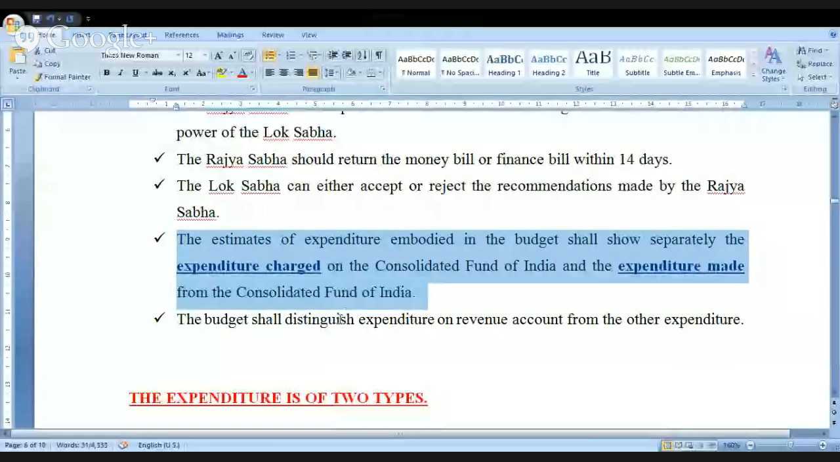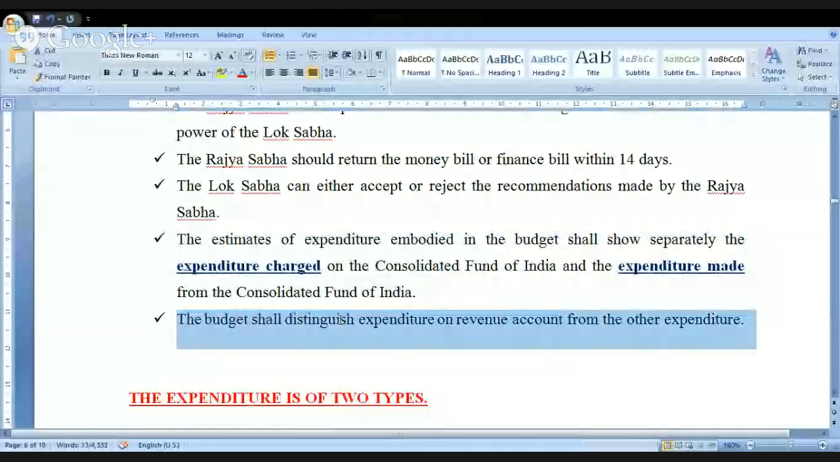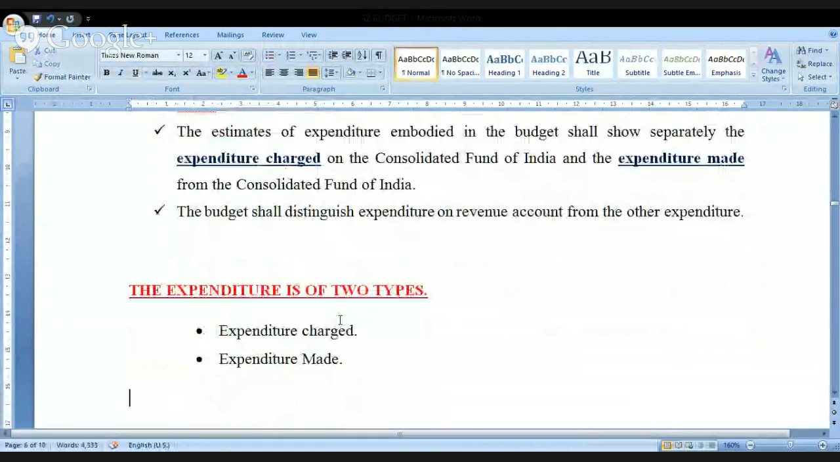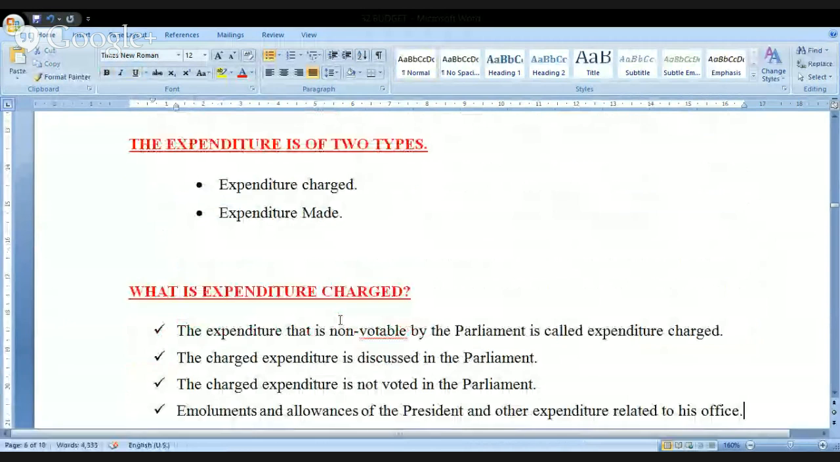Now look at this one. Next one. The budget shall distinguish expenditure on the revenue account from the other expenditure. We'll try to understand these points later. And when it comes to the expenditure, this is of two types. Look at this. Just now I told you. One is the expenditure charged. Second one is the expenditure made. Now we'll look into this very detailedly.